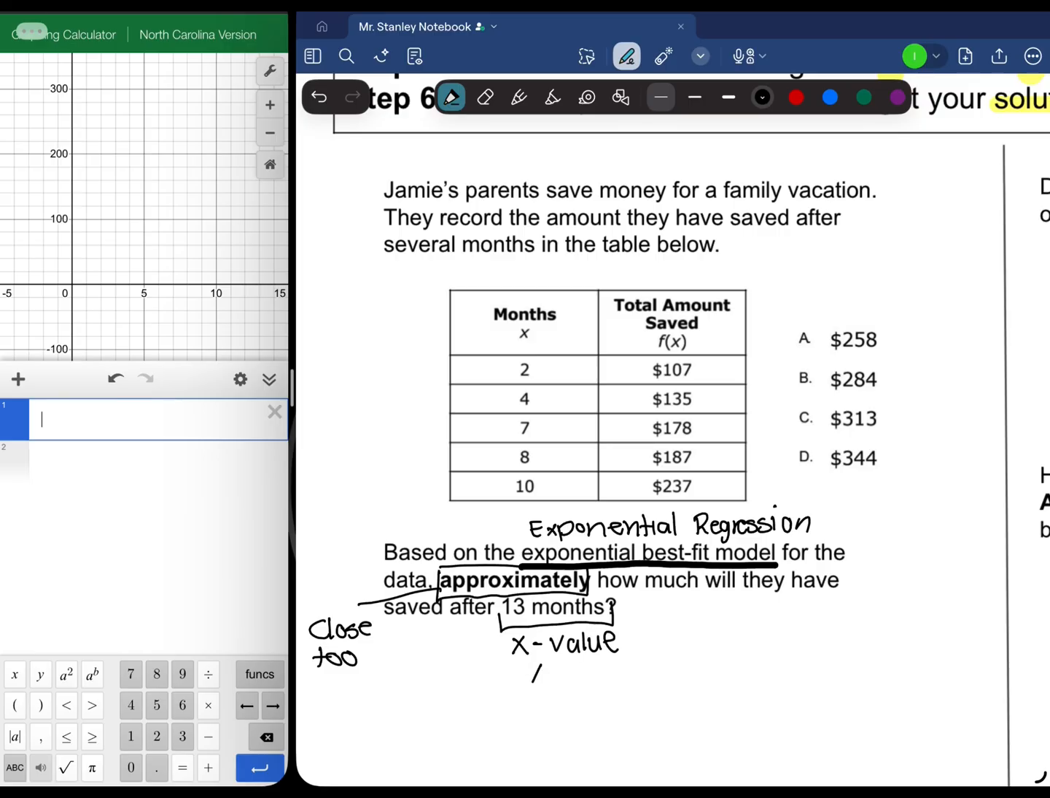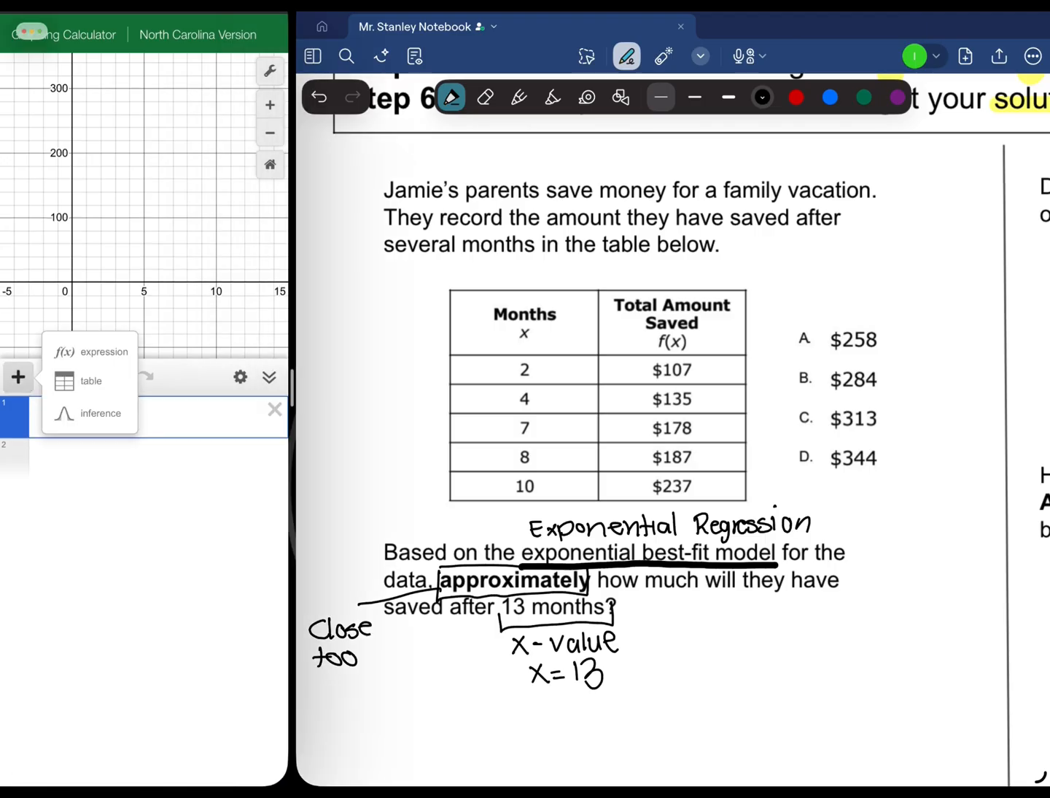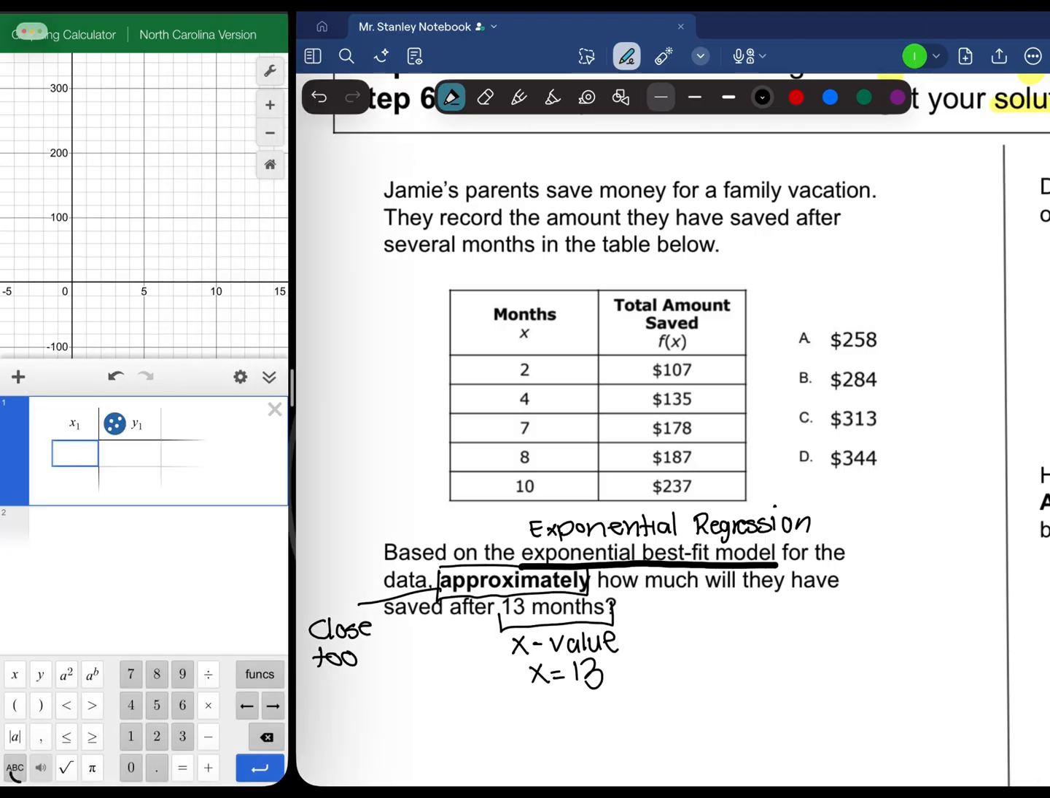So that means when we go to enter that part in Desmos, it's going to be x equals 13. Okay, so now let's go to Desmos. We're going to start our table. So plus sign, table, we got 2, 4, 7, 8, and 10.